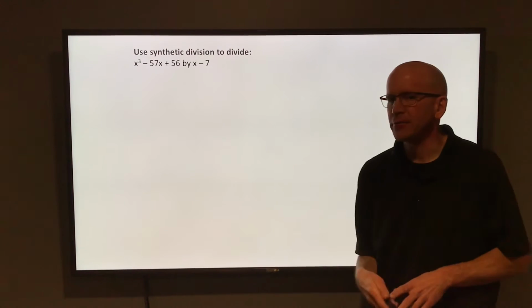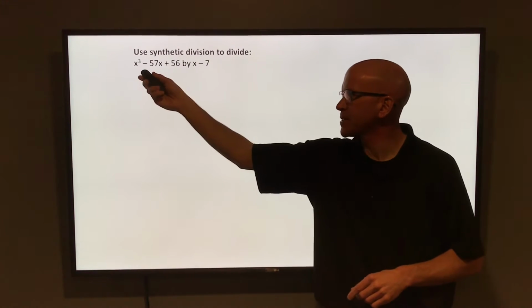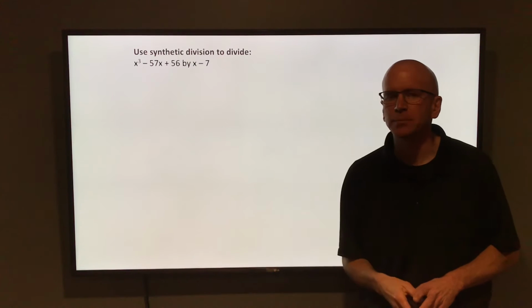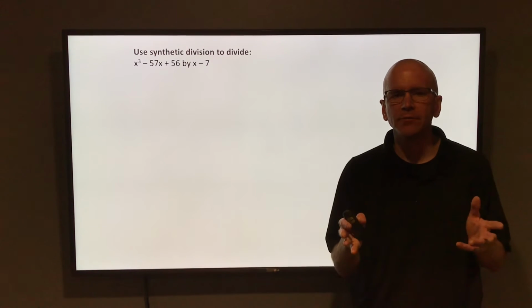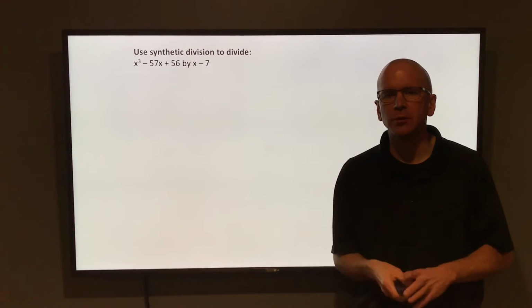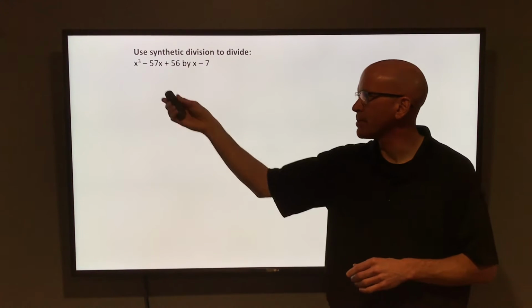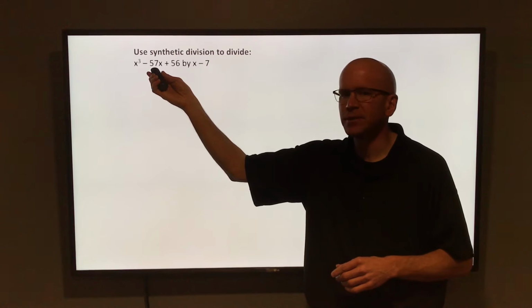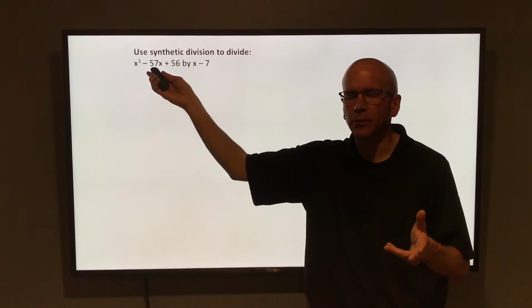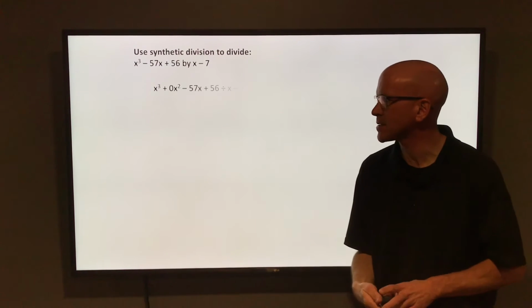We're going to use synthetic division to divide x to the third minus 57x plus 56 by x minus 7. Just as with long division, look for any skipped terms or missing terms that you may have. If there are any, you have to fill in the zeros. So we're jumping from x to the third to negative 57x. We're missing an x squared term, so you have to fill in with the 0x squared.